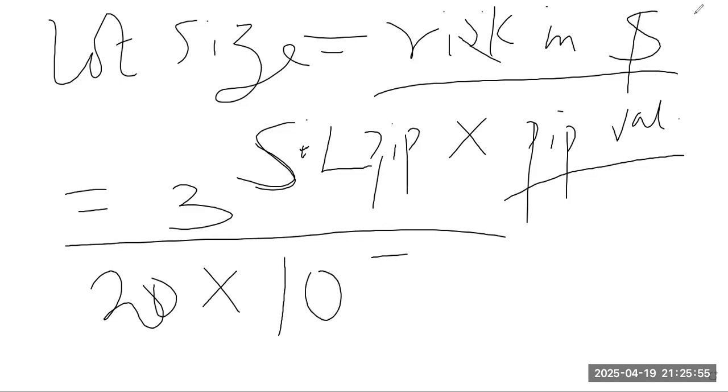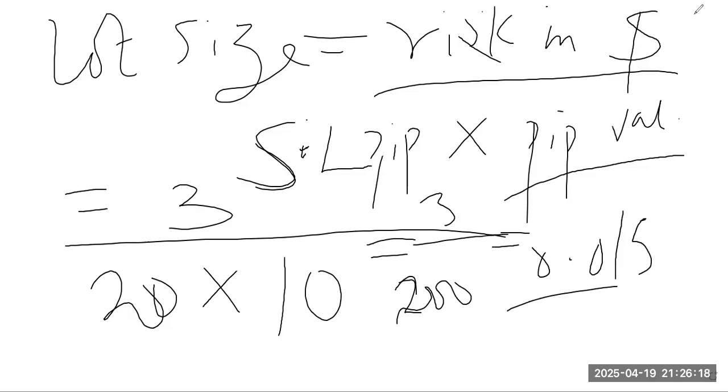So you write your $10 here. Then you go straight into the calculation, which is 3 over 20 times 10, which is 200, right? I have my calculator here. 3 divided by 200 will give you 0.015. So it means the lot size you will be using for this particular trade you want to take is 0.015.